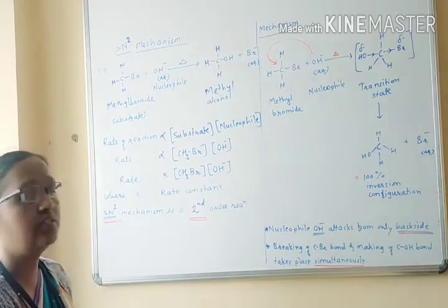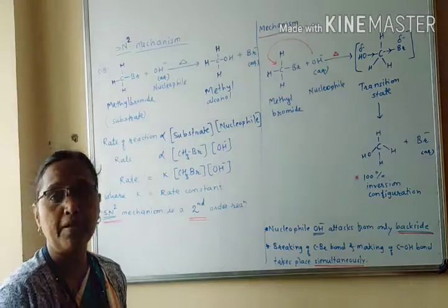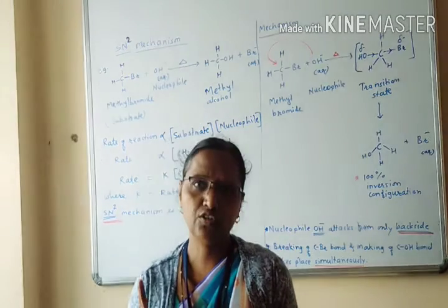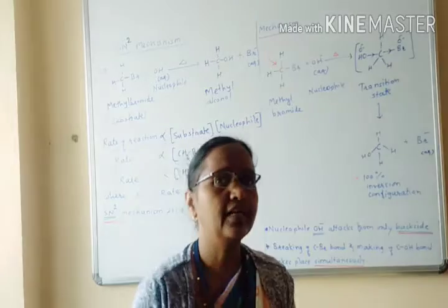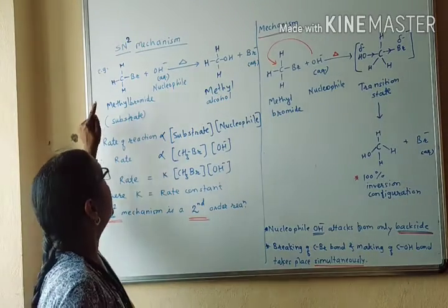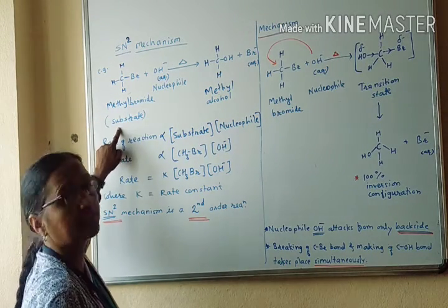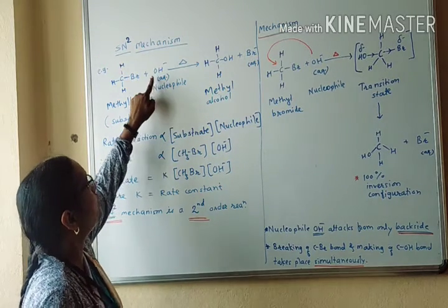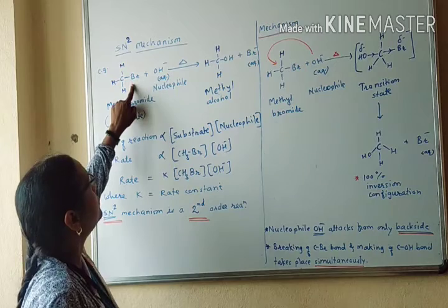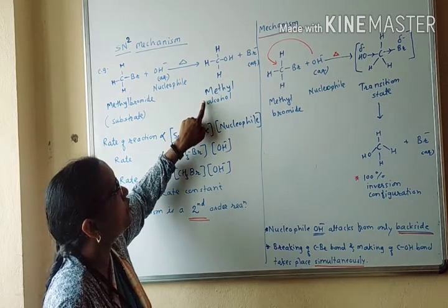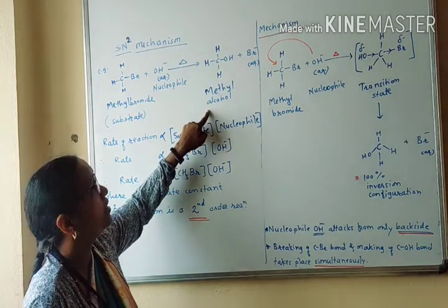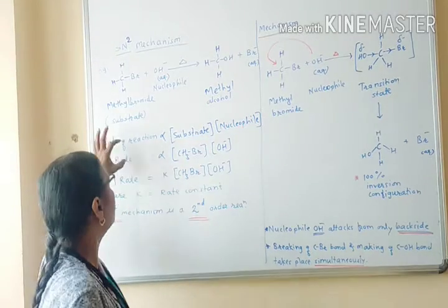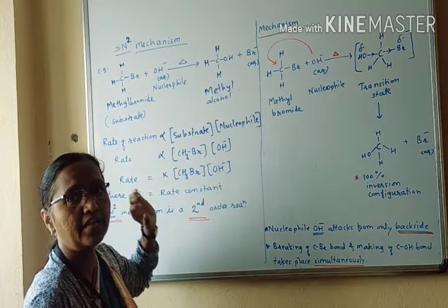The definition: the rate of a chemical reaction depends on the concentration of the substrate as well as the concentration of the nucleophile. Now see the example. That is methyl bromide, which is the substrate. The nucleophile is OH minus. This OH minus displaces Br, so there is a formation of methyl alcohol and Br minus leaves in the solution. Now see the kinetic rate of the reaction.